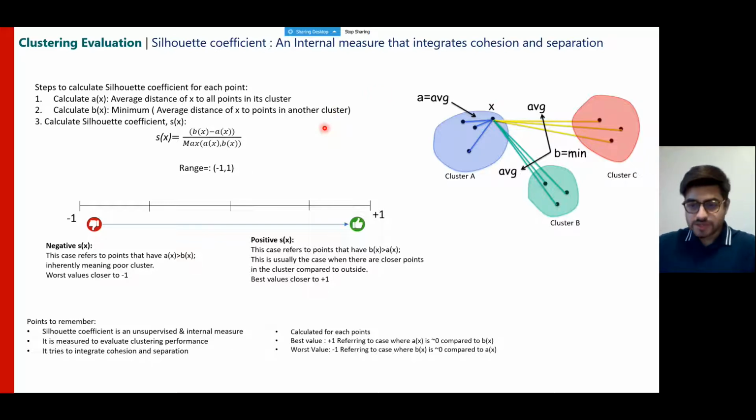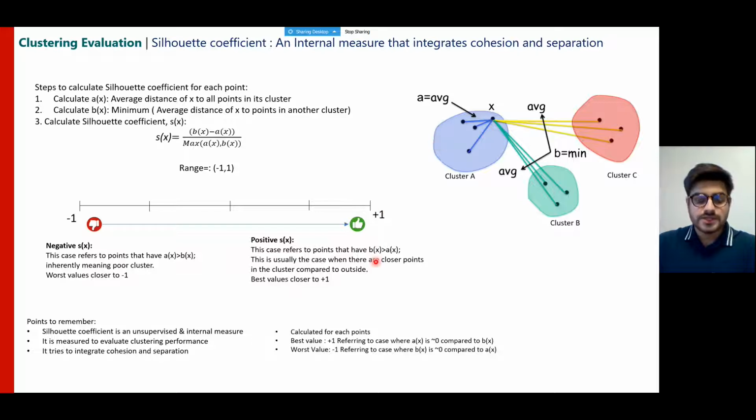Now the range of this silhouette coefficient is between -1 and 1. -1 means that the clustering is not good for that particular point. Intuitively, -1 would mean that the value of A is much larger than the value of B, meaning that the point X is much farther apart from points in its own cluster compared to the points in another cluster. Moving towards the positive values, we can say that the silhouette coefficient for the particular point is good, and the maximum value of +1 can be achieved when all points in cluster A are sitting right on top of this point X. Then point X would have a silhouette coefficient of 1.